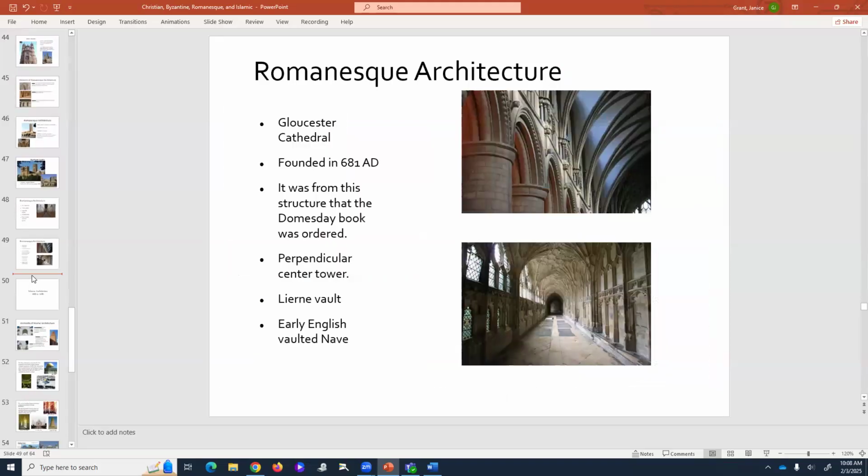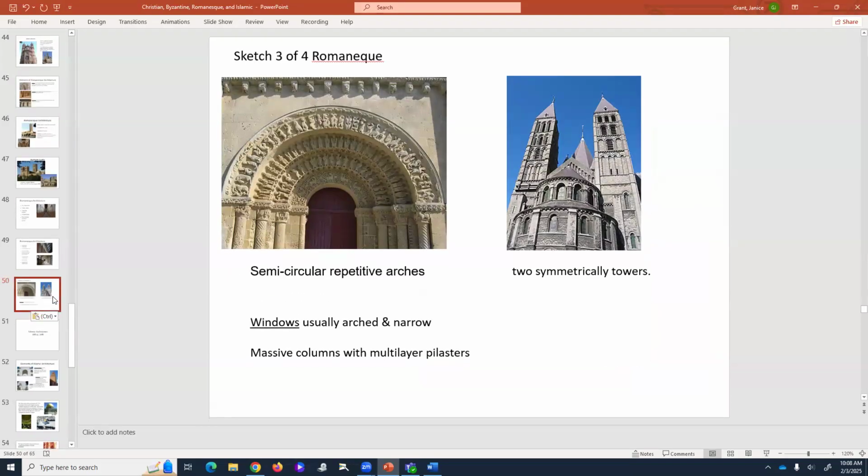If you want to sketch anything else that represents the Romanesque style, or put more notes in there, you could do that too.